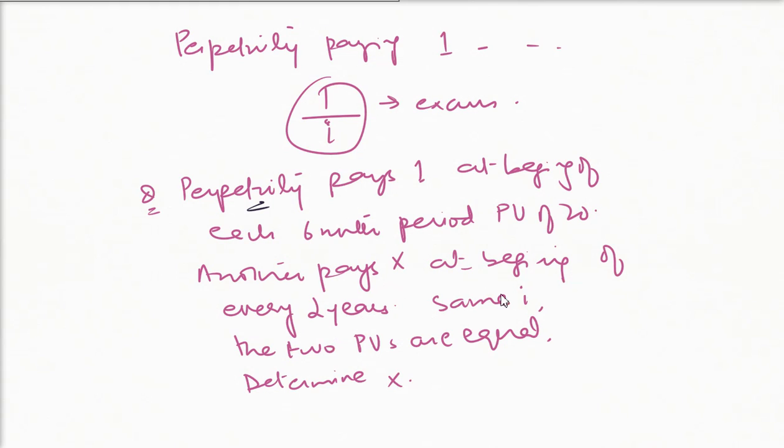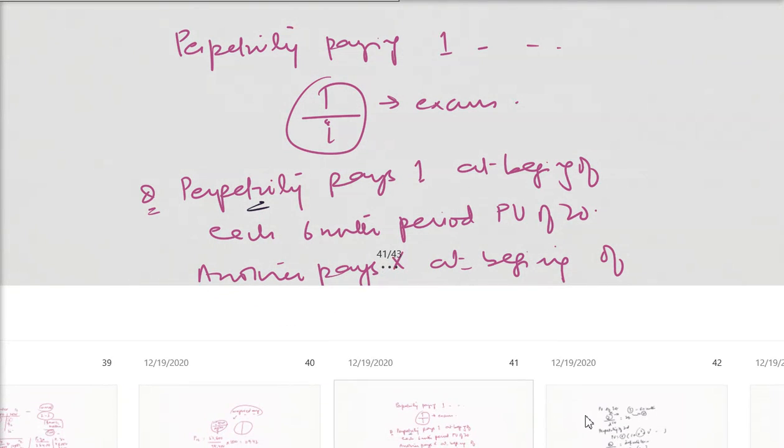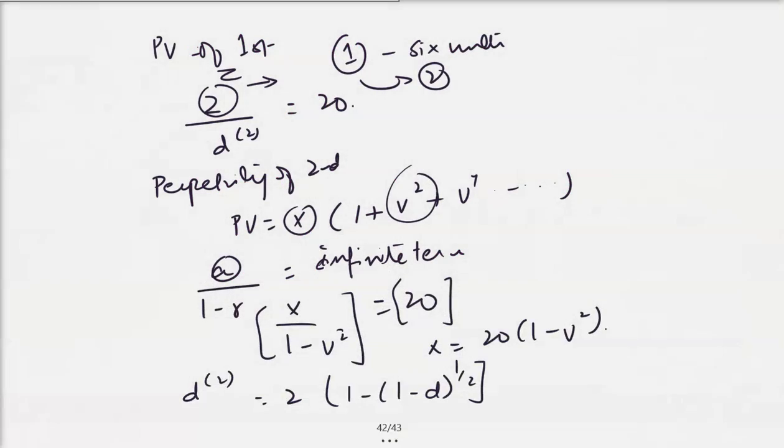Another pays X at the beginning of every 2 years period, same I, and the two PVs are equal. We have to find X. Right, this is a very important question of perpetuity that is expected in the exam, so kindly pay attention to this. Okay, so how would we be solving this?